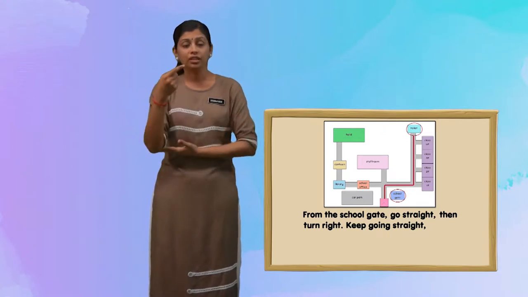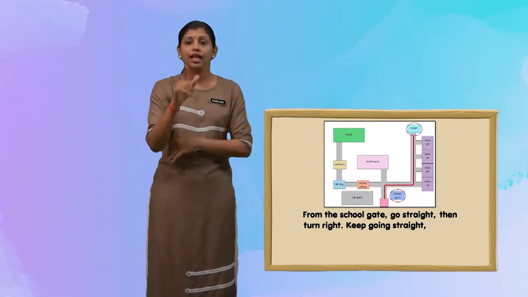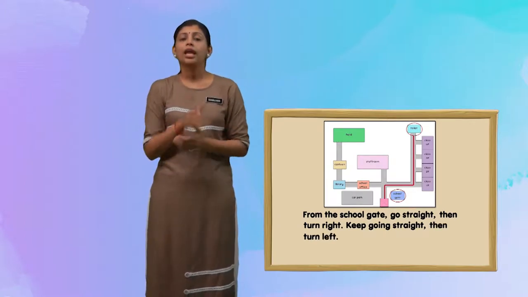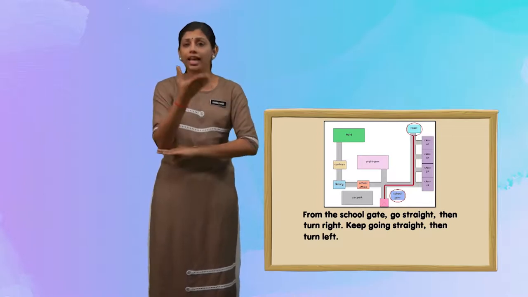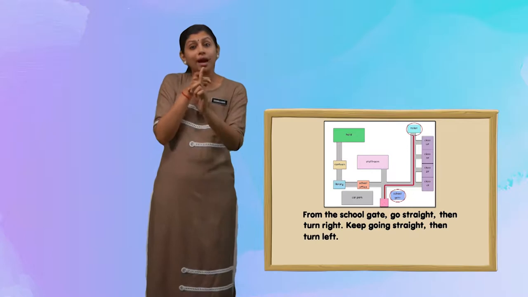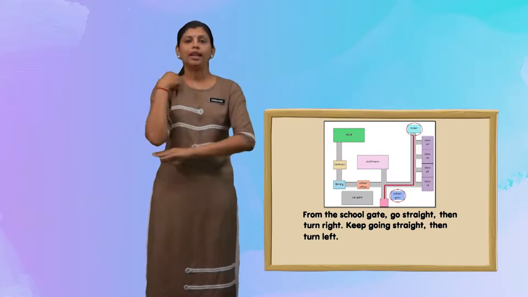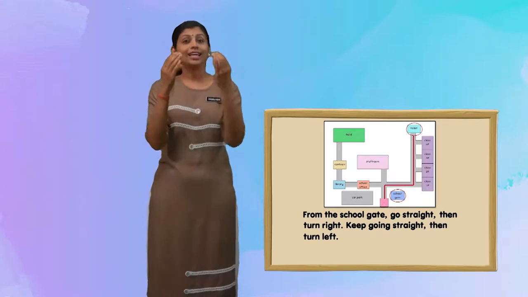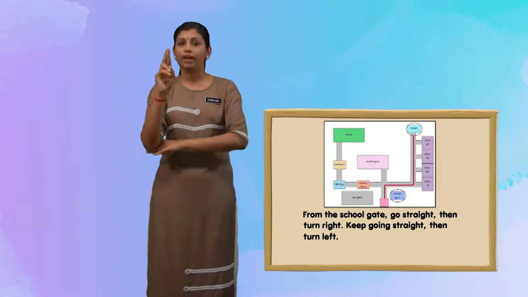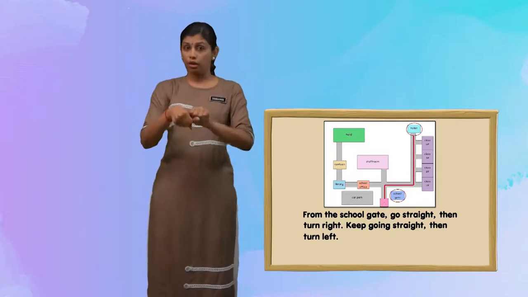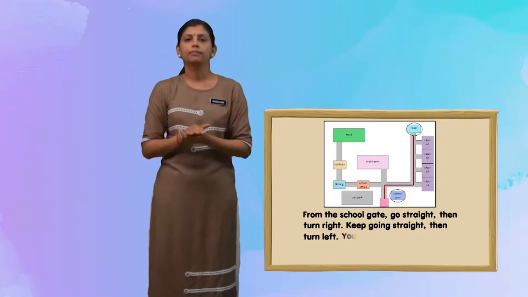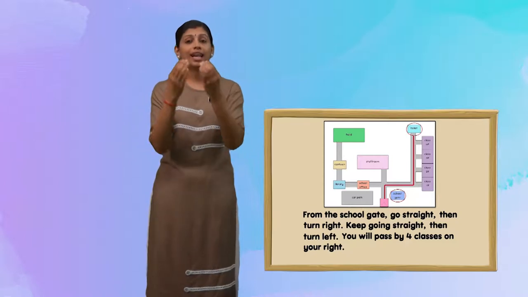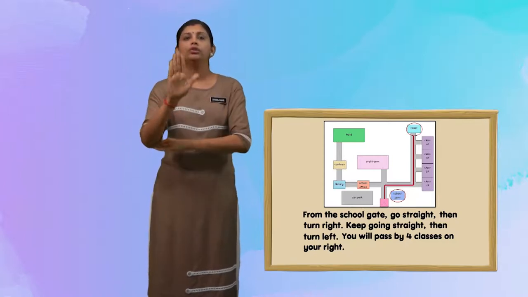Then, you mention where to turn. Right or left? Yes, left. And also, we can tell what we are passing by on our right or left. Here, the classes are on the right, correct? So, we say, you will pass by 4 classes on your right.